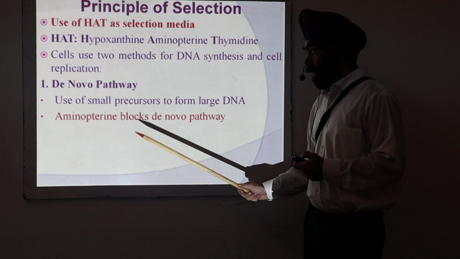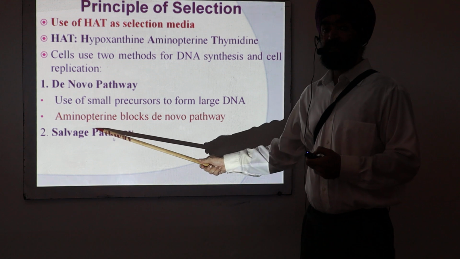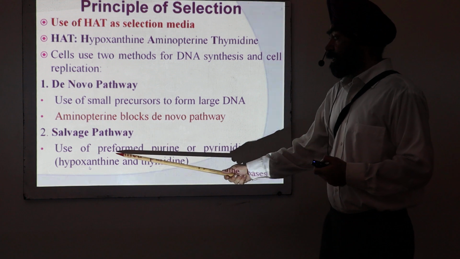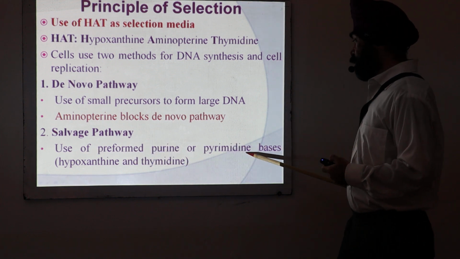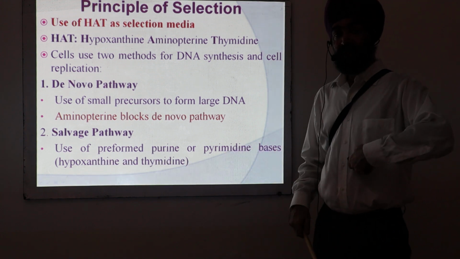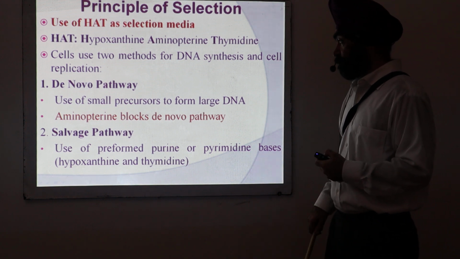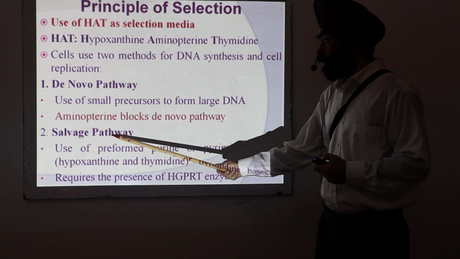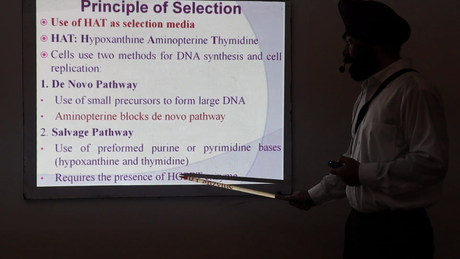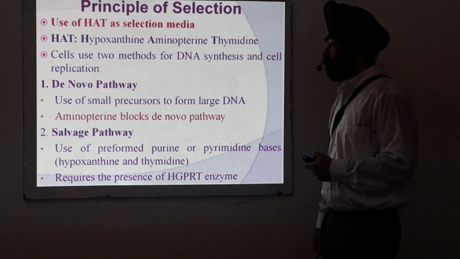One thing you have to remember. I will explain this point again. The second pathway through which DNA is formed is called the salvage pathway. In this salvage pathway, there is a use of preformed purines and pyrimidines, like hypoxanthine or thymidine. They are converted into DNA bases. But this salvage pathway will happen only in the presence of the enzyme HGPRT. You remember this thing? I will explain in the next slide.